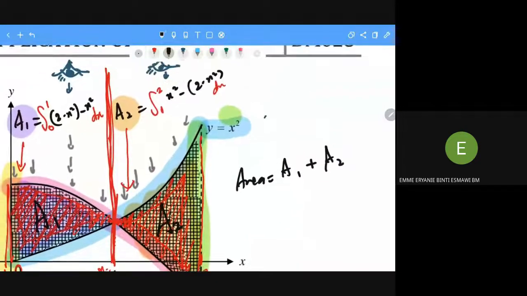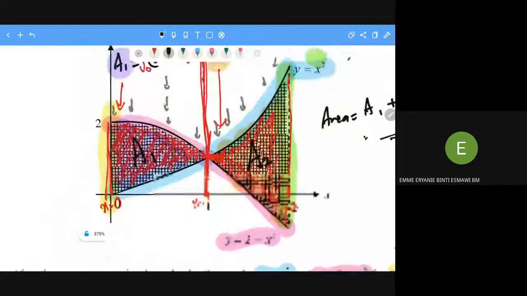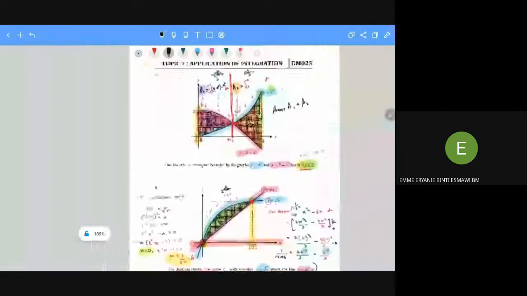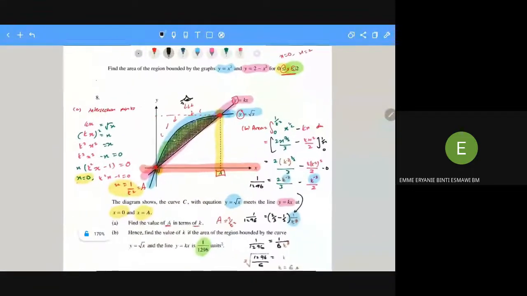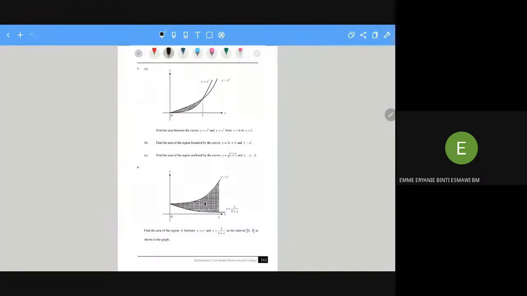Lepas tu integrate dan tambah dua-dua area. Dapatlah total area for both regions. Okay, so that's how you find from number 7. So yang penting konsep tu kena tahulah nak jawab macam mana baru boleh jawab soalan macam ni.